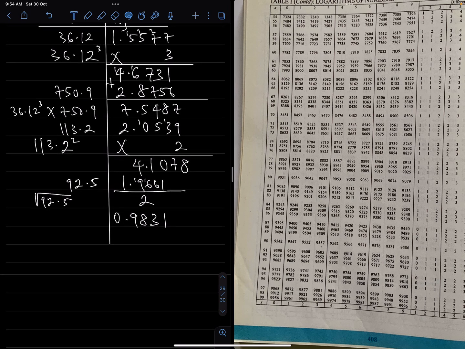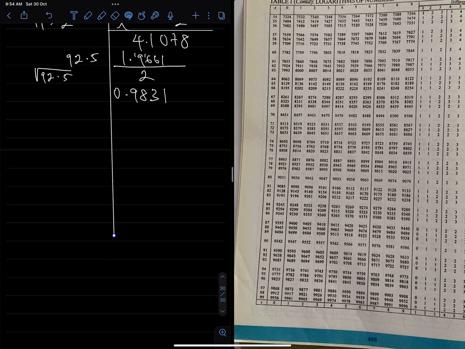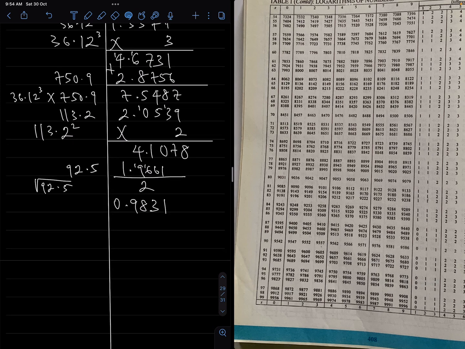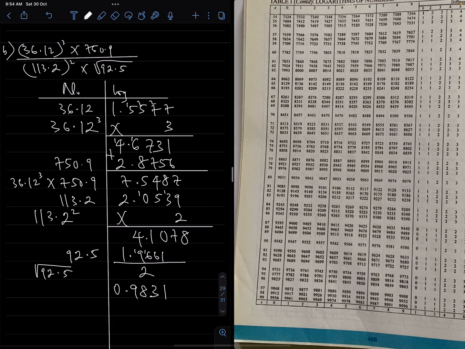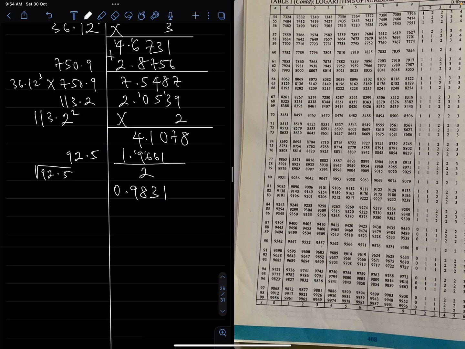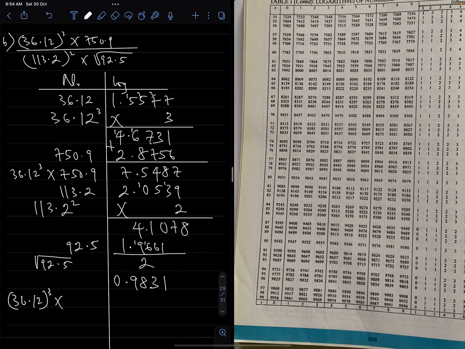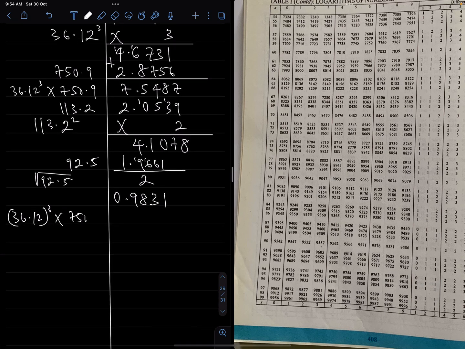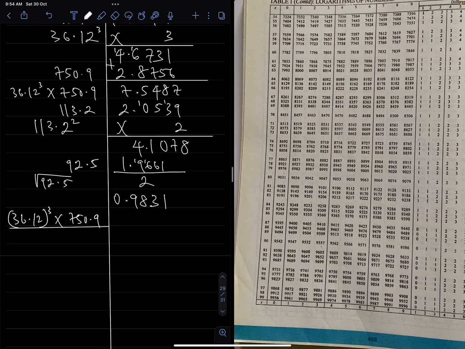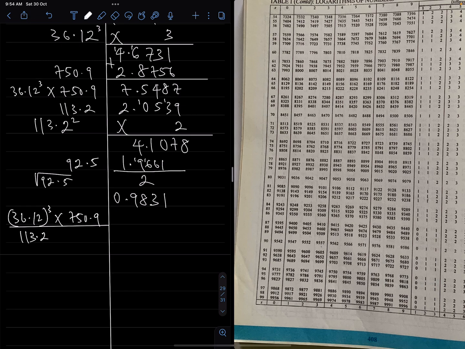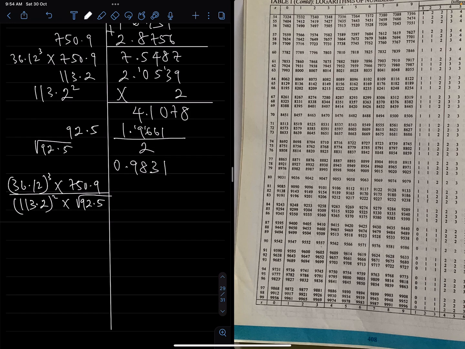Now, you see, we're done with the whole of the denominator. Can you say that? And the numerator. So we can now find, that'll be too long. Let me just keep it here. So now, what do we now do? I now want to do 36.12 cubed, 0.12 cubed, times 750.9, divided by 113.2 squared times the square root of 92.5. Do you understand?